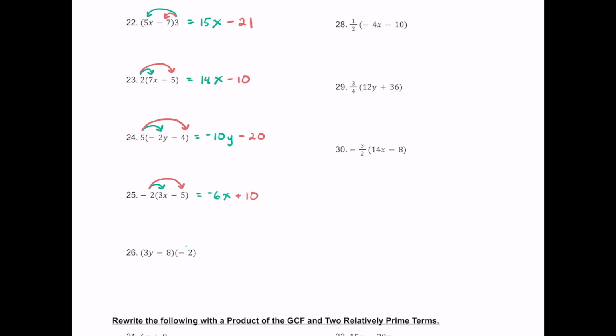For number 26, negative 2 times this 3y is going to be negative 6y. Let me put that negative in front. And then this negative 2 times this negative 8 is going to be a positive 16.